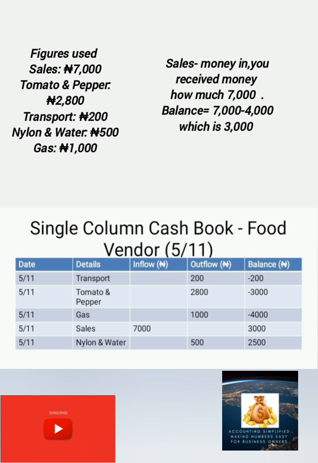3,000 naira. Someone asked me how. Let me explain how. 7,000 naira that have come in minus the 4,000 naira that I've spent so far, we'll have what? 3,000 naira. 7 minus 4 is what? 3,000 naira.